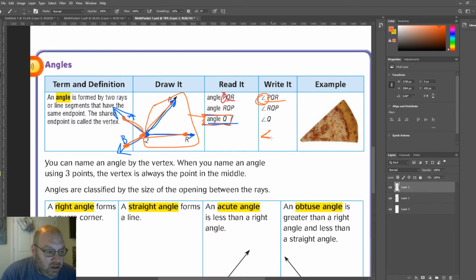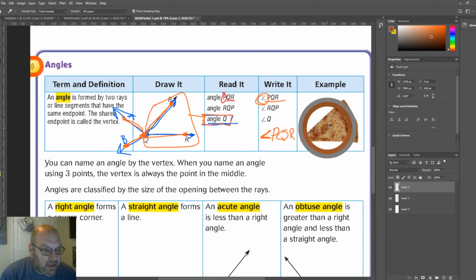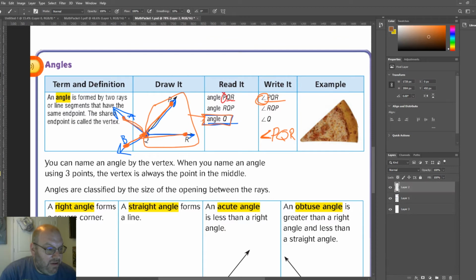It looks like a little crocodile mouth. It's angle PQR. Okay? That's how we write it. We start at one endpoint, we go down to Q. Let me get some of that pizza color. There we go. We start at one endpoint, P, we go down to Q, we go over to R.